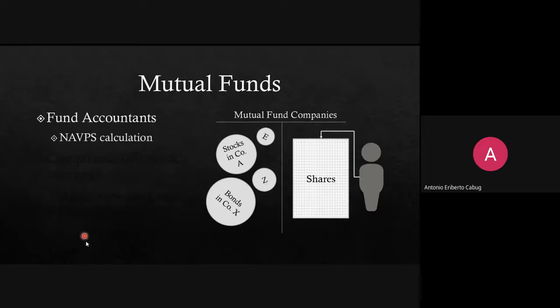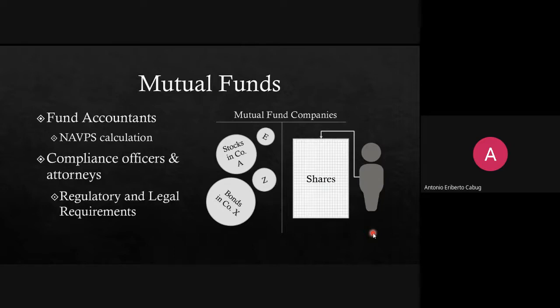Fund accountants are in charge of calculating the net asset value per share on a day-to-day basis. Any fluctuations in the value of the portfolio, as seen in the formula, would have an effect on the value of one share. Assuming no liability, the value of all of these assets is the value of the equity. Divide it by the number of shares. There you go. That's the NAV-PS, the net asset value per share.